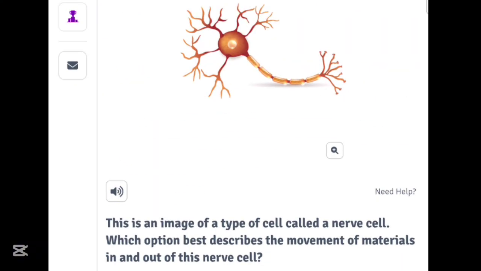This is an image of a type of cell called a nerve cell. Which option best describes the movement of materials in and out of this nerve cell?